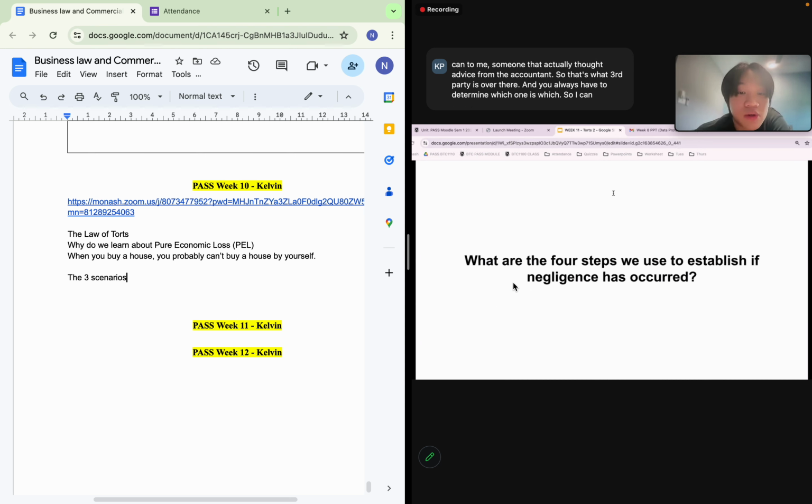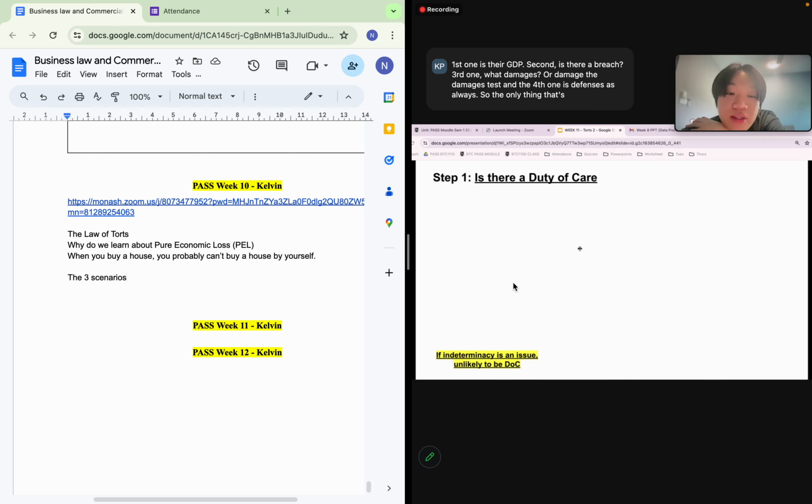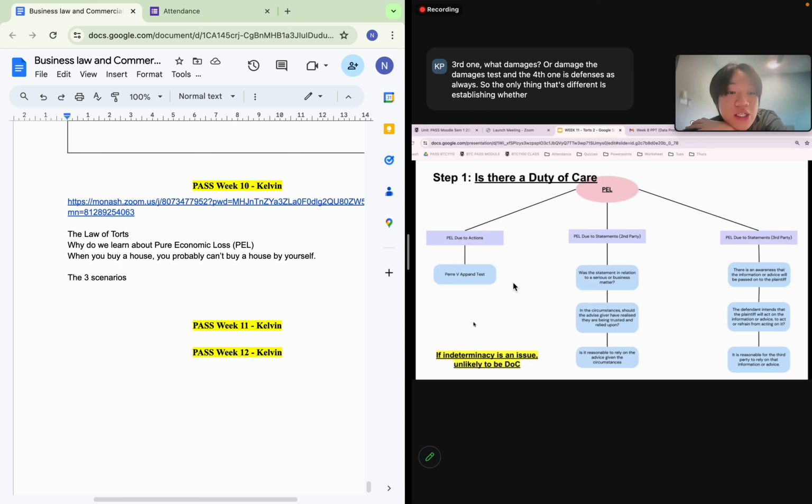So again, the 4 steps that we have to establish whether or not negligence has occurred are the exact same 4 steps. First one, is there a duty of care? Second, is there a breach? Third one, what damages, the damages test, and the fourth one is defenses, as always. So the only thing that's different is establishing whether or not there is a duty of care. So for pure economic loss due to actions, you will apply the Pyrenees v Pound test, the famous test regarding the potatoes. So that one's pretty self-explanatory there.